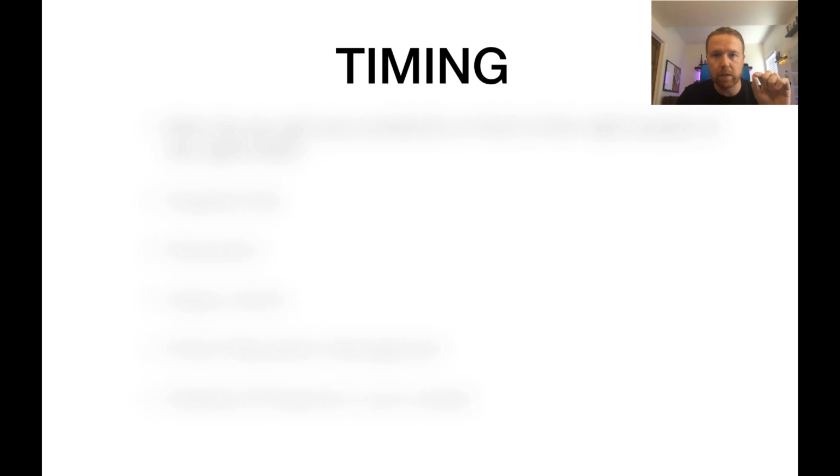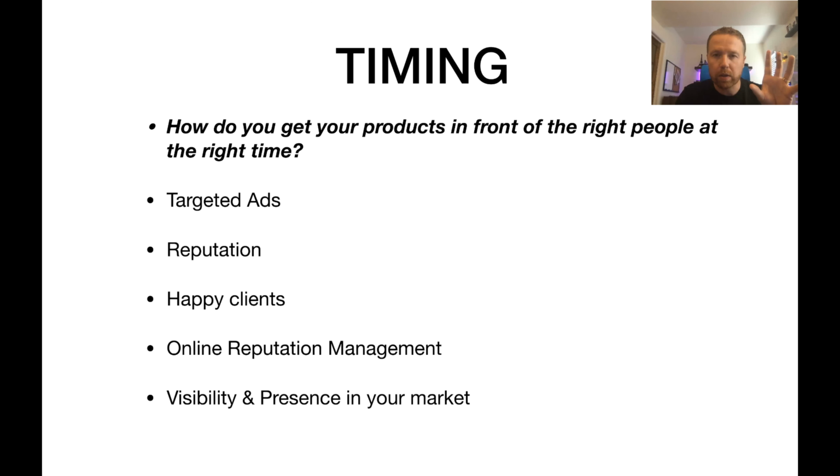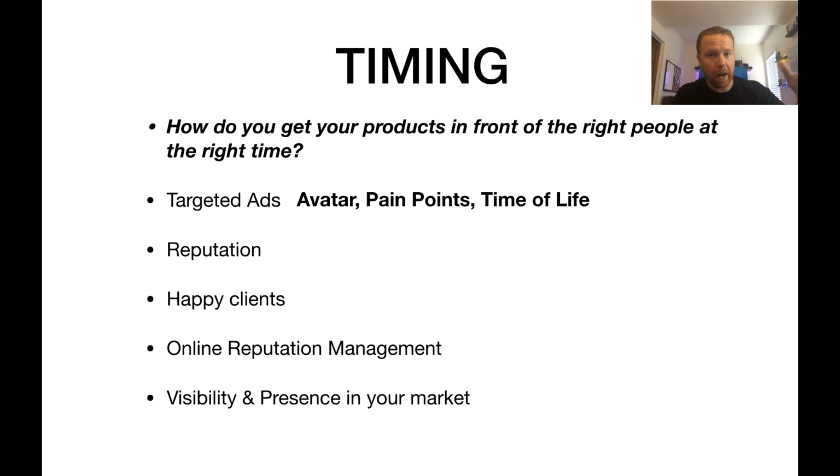Now, this is the trickiest one of all, because how do you get your products and services in front of the right people at the right time? So we can use the targeted ads approach, that's for sure. We look at our avatar, the pain points that they have, maybe the time of life they're in. Maybe they are parents of young children between the ages of 6 and 8 or 12 and 15, something like that. Maybe they're the parents of college age students. Maybe they are college age students, your avatar, your ideal audience. So you've got to think about those things and then target ads based around their pain points at the right time.